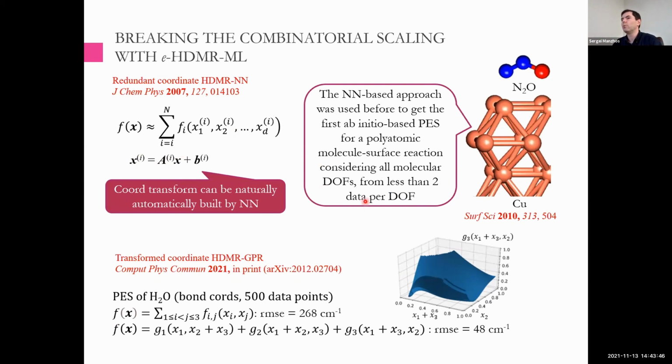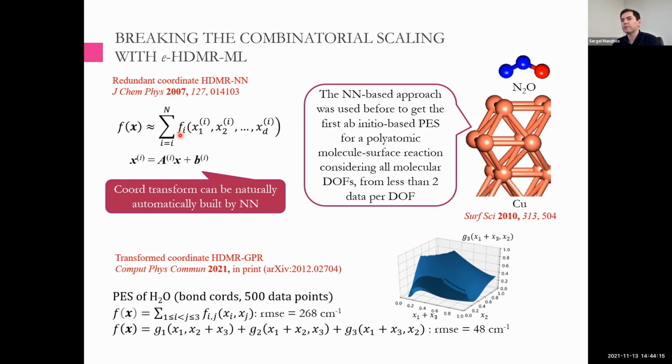Already 10 years ago, we have used this kind of approach with neural network-based terms to build the first ab initio-based potential energy surface for a polyatomic molecule surface reaction, which considered all molecular degrees of freedom. And we were able to do it with an ab initio computed data set with a density of less than 2 data per degree of freedom. As I said, this low dimensionality of terms allows us to work with sparse data.